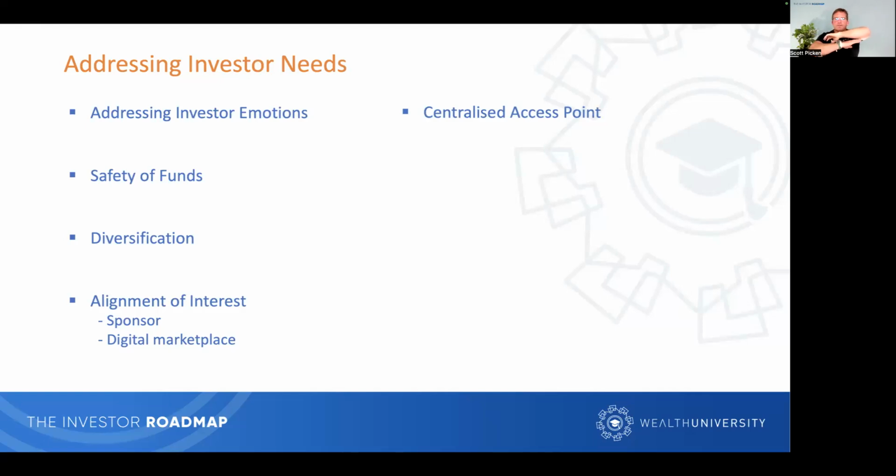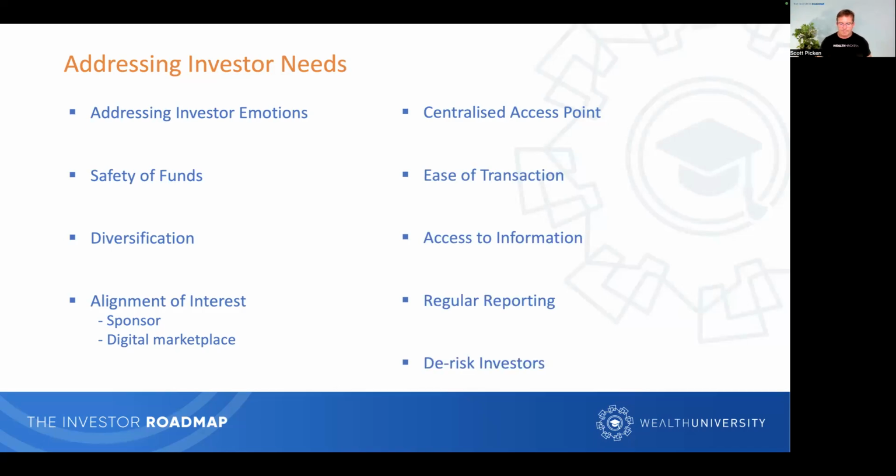So again, I don't want to have bloody deals all over the place and have a huge amount of complexity in my life. I just want to be able to go back to one place and make it easy for myself. I want ease of transaction. I want access to information. I want regular reporting, and I want to de-risk for investors. So these are the things we focus on for investors.